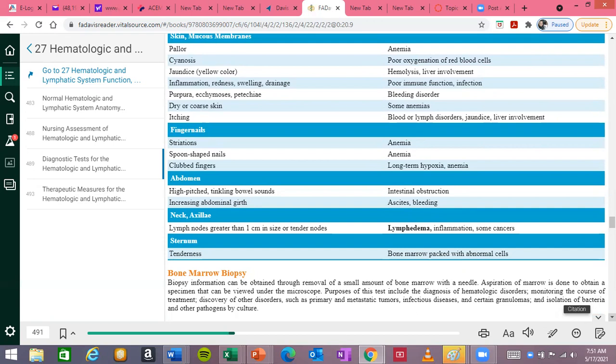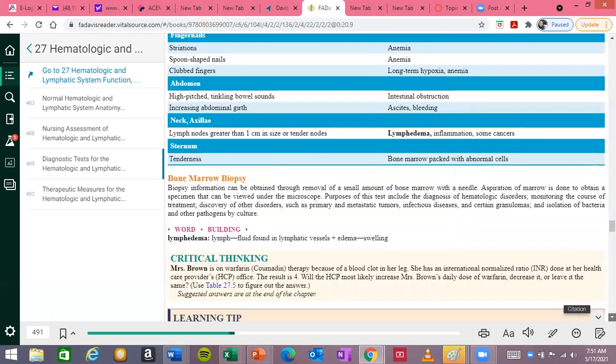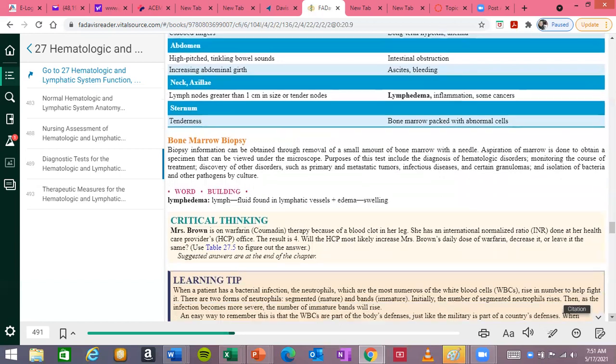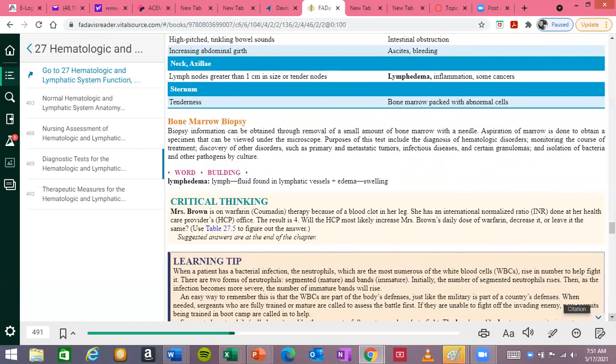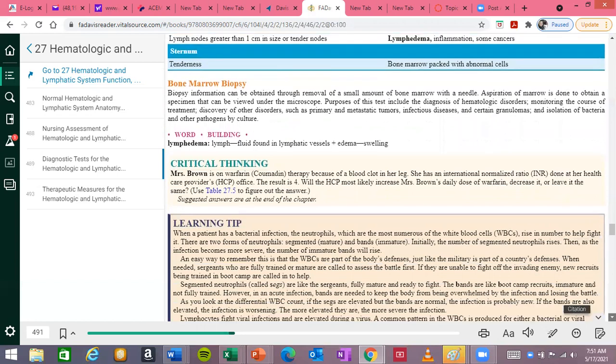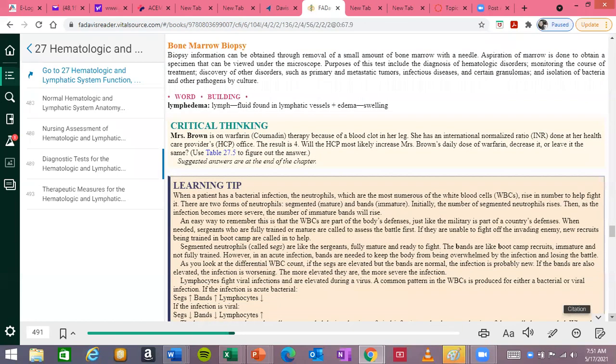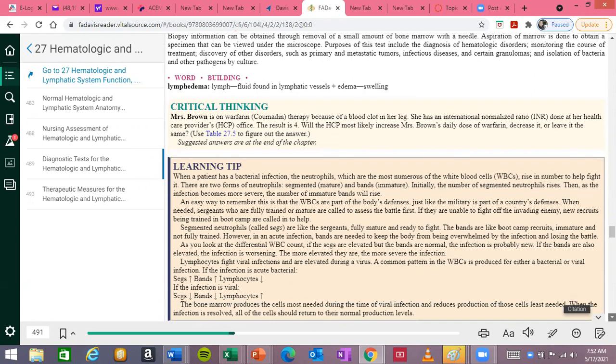What would be your concern if I had to have a lung biopsy? What is your concern as my nurse? I just had a lung biopsy. What's the concern? Lung cancer? No. If I just had a lung biopsy, post-lung biopsy, what is your concern as my nurse? What should concern you?